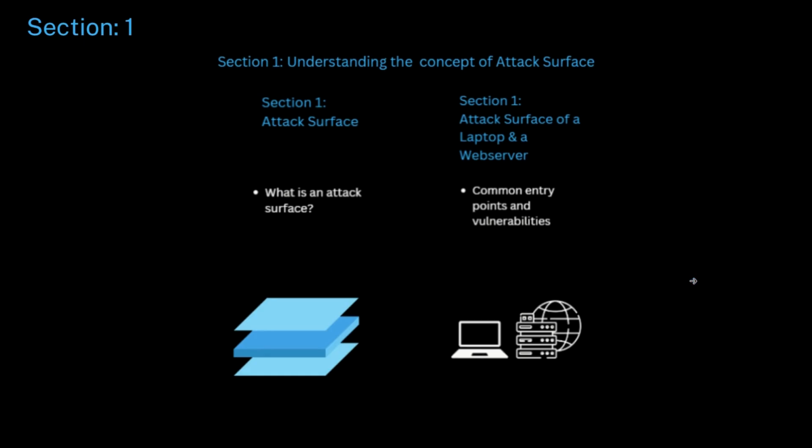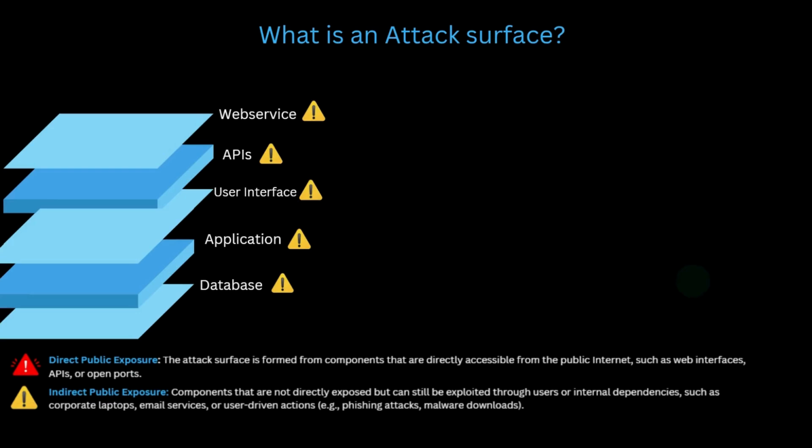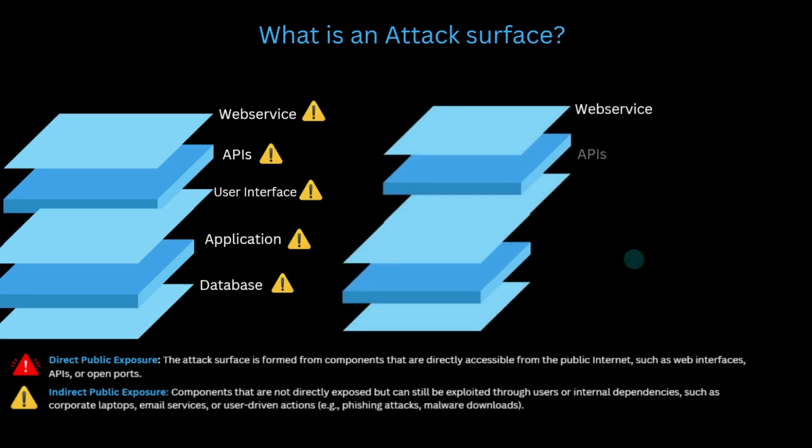Now let's begin our section 1, where we will break down the core idea of an attack surface and then explore some real world examples. So understanding this attack surface concept is very crucial because minimizing an attack surface is one of the key strategies in cybersecurity. So one really has to understand what an attack surface is in depth. In simple terms, the attack surface of a system is determined by the number of components that are publicly exposed and accessible to potential attackers.